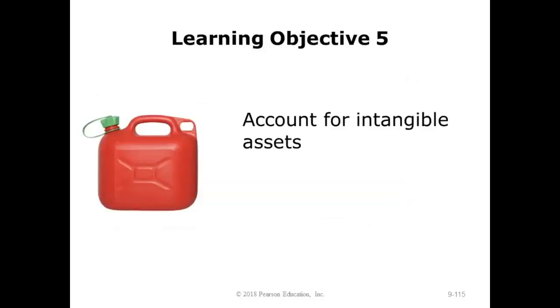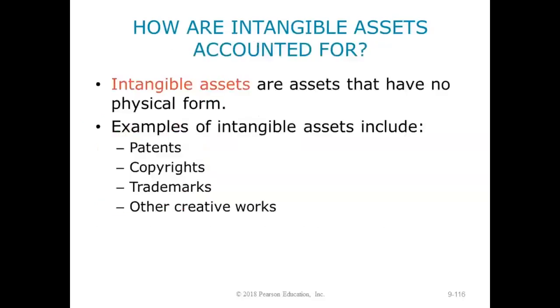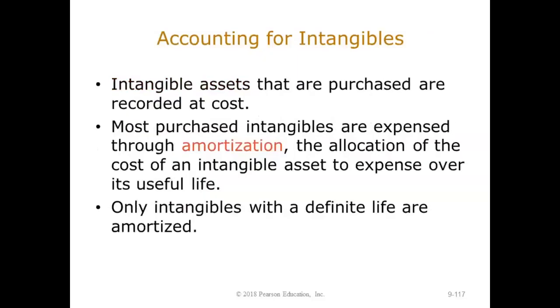Now, let's move on to accounting for intangible assets. Intangible assets, as I've stated, have no physical form whatsoever, and they are patents, copyrights, trademarks, and other things. Those are examples of intangible assets. We need these assets. They are assets to us because they are an economic resource that we need in order to run our business.